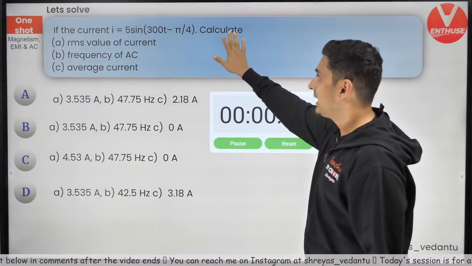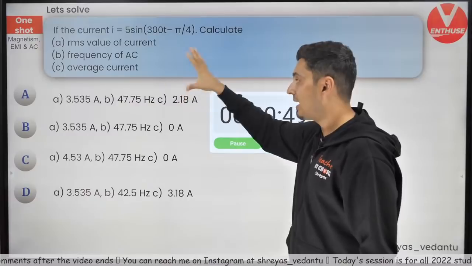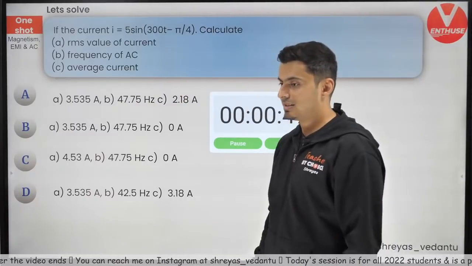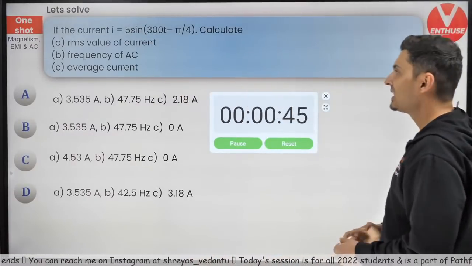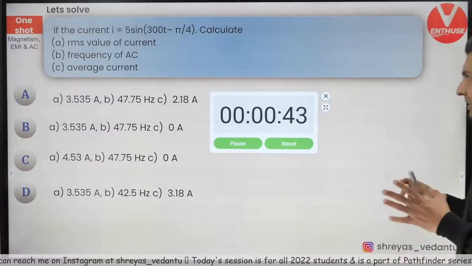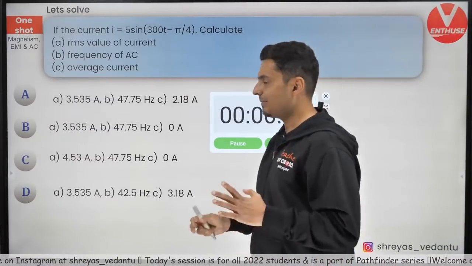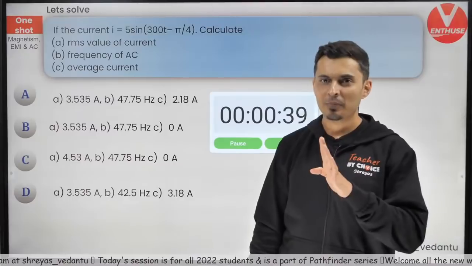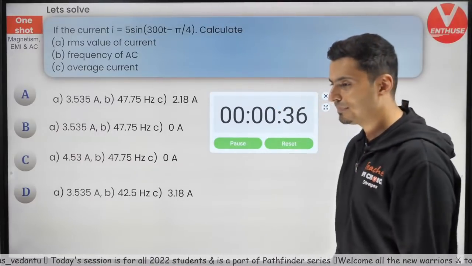Current is given. Find RMS, frequency and average. The total average current. Let's see how many of you can do this. If the current is this much, find the RMS and the frequency and find the average. Very easy. If you get even 1 or 2, you can start eliminating the options.